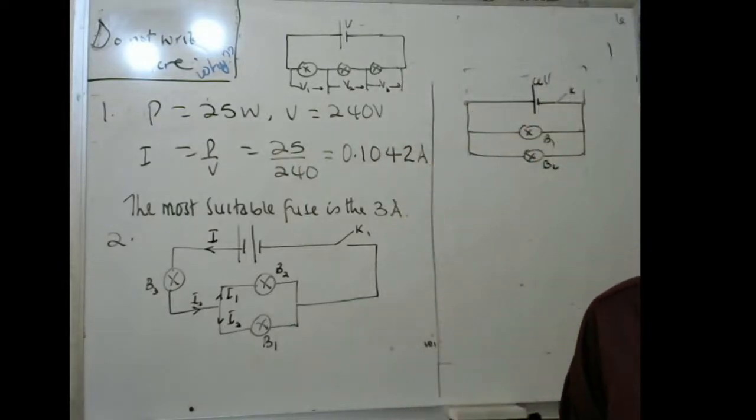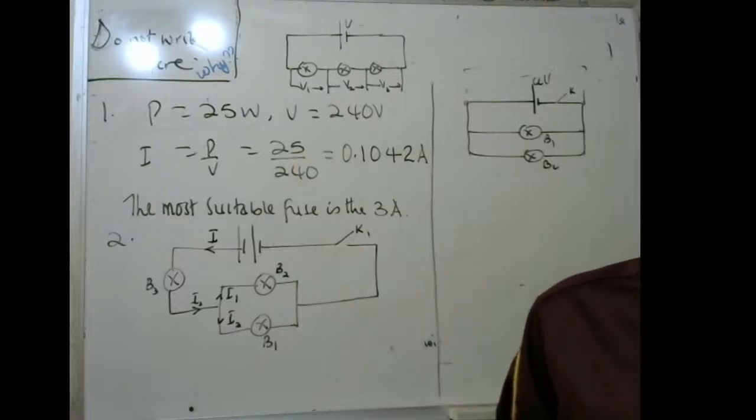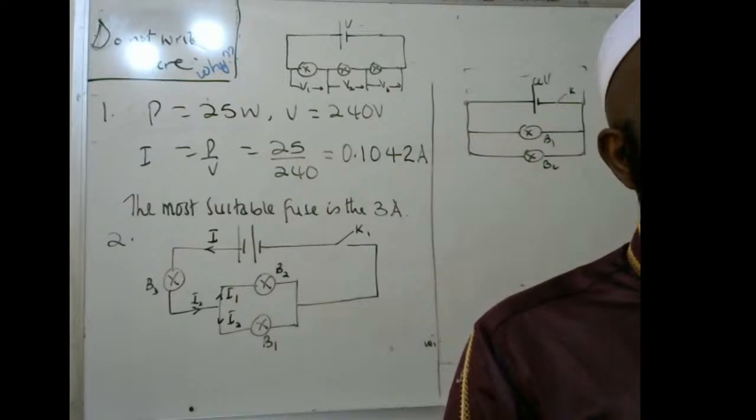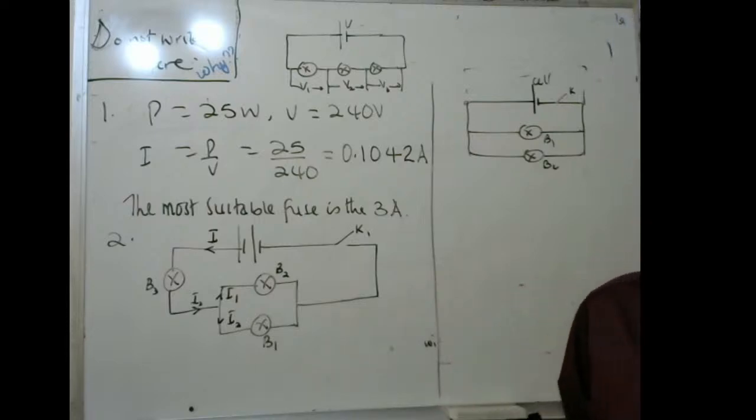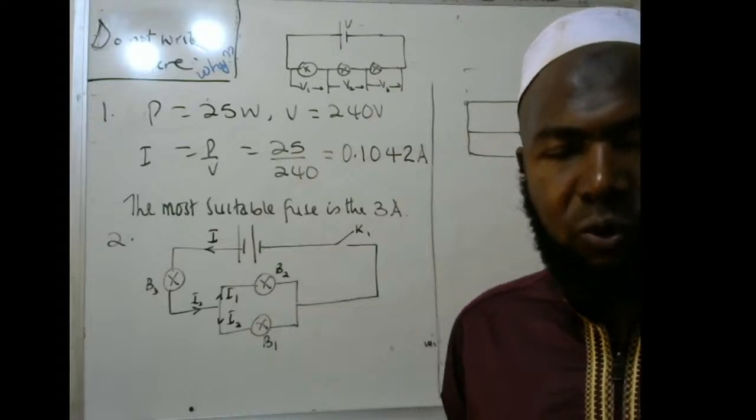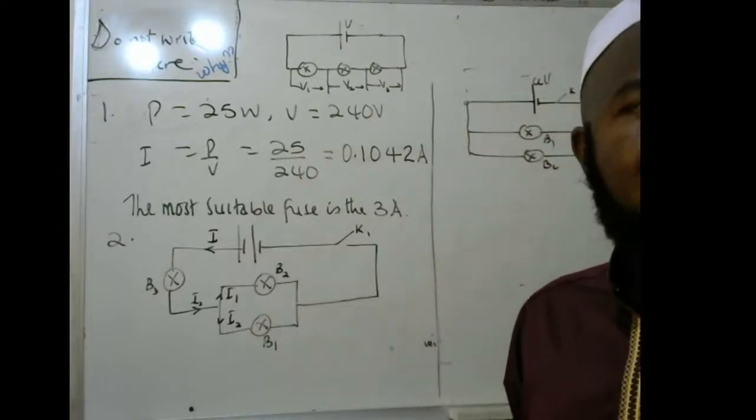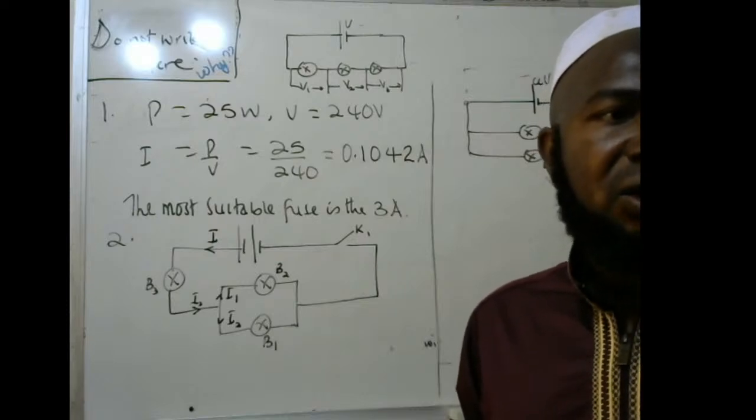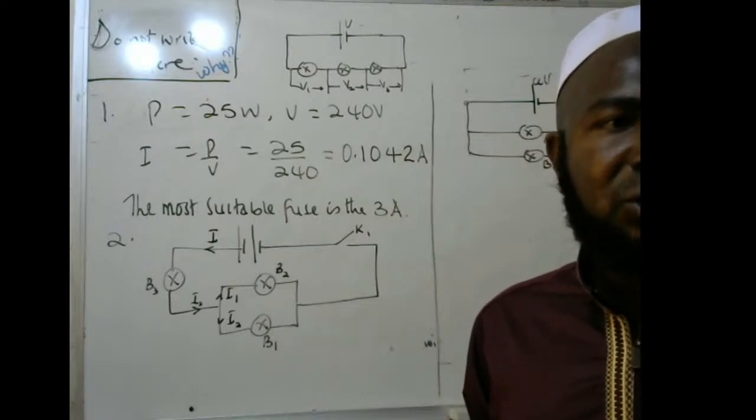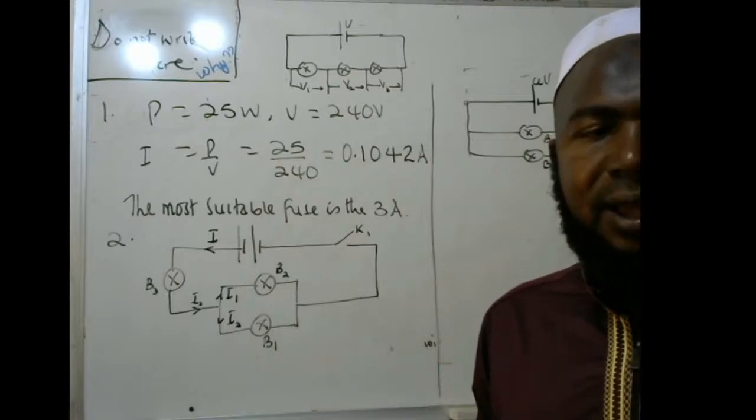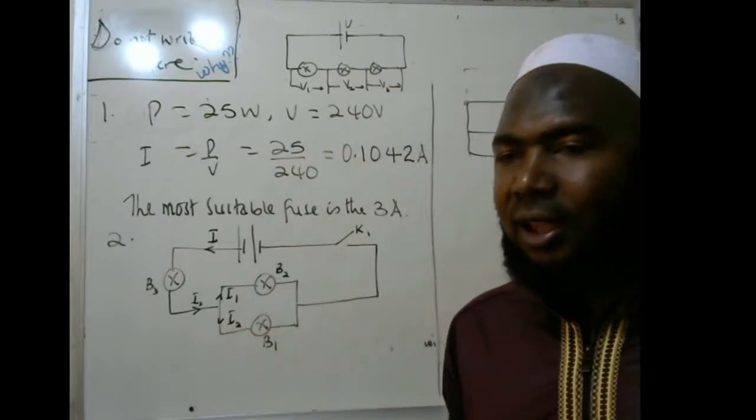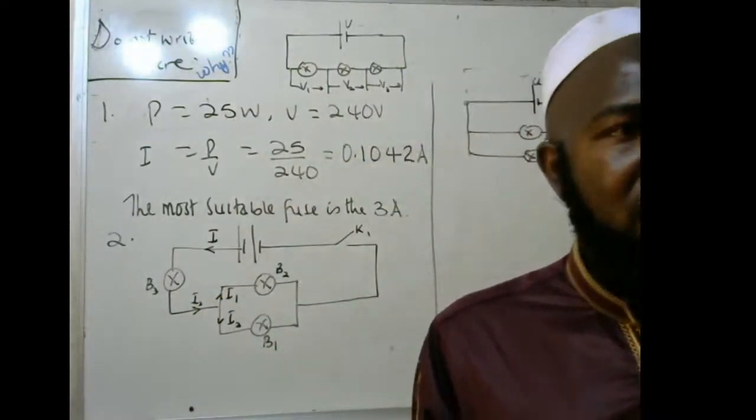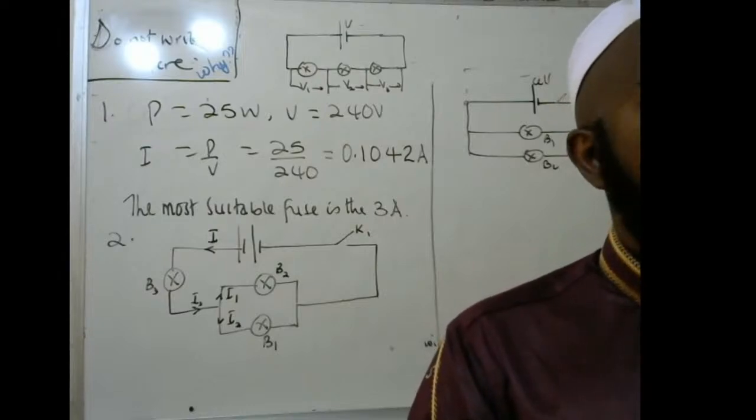Then explain how the earth connection prevents electric shock. That's what we did the other time. We said that the earth wire connects the metal casing of an appliance to the ground. If the insulation of the live wire wears out such that the strands of the live wire come in contact with the metal casing of the appliance, the earth wire will carry away the current to the earth. That's how the earth wire works.